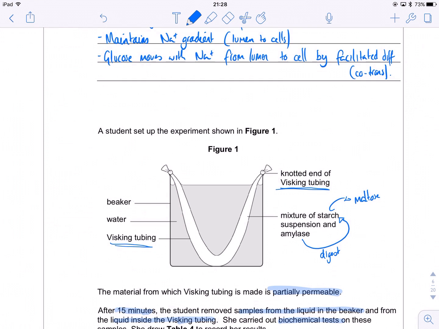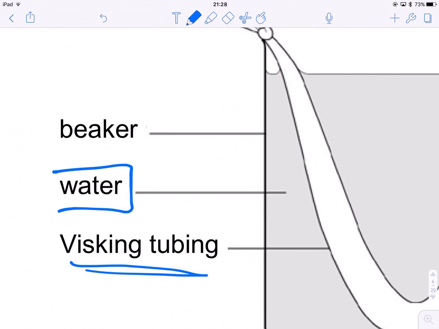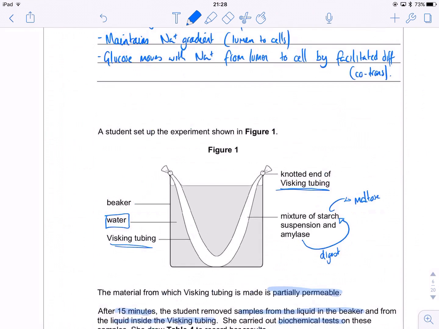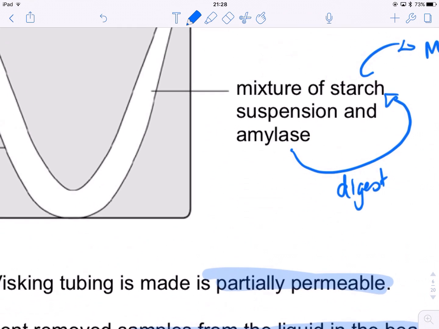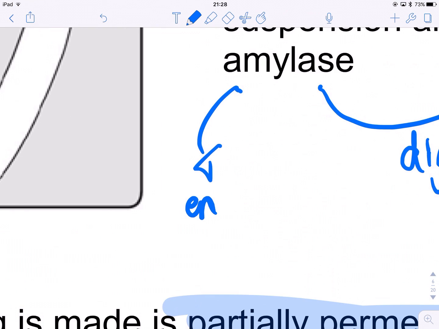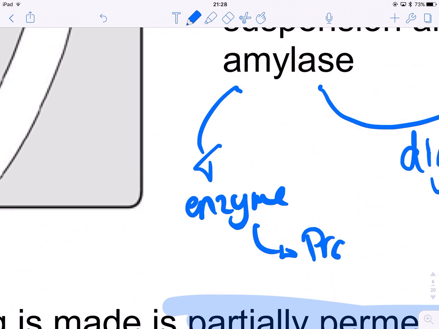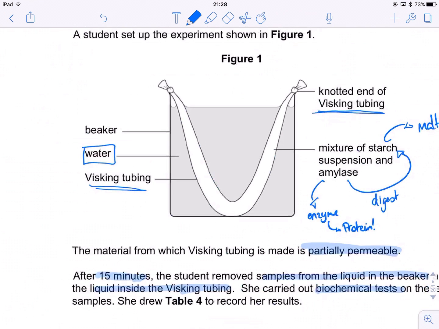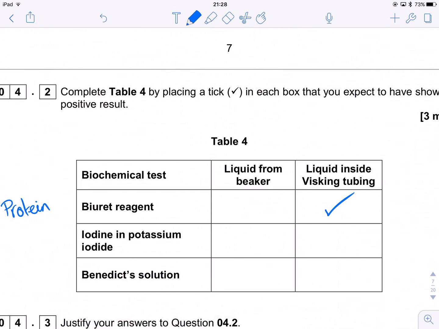Well, we certainly haven't got any in the beaker. We won't have any even after the experiment's gone on, because the only protein we have is amylase, which is an enzyme. And what are enzymes made from? That's right, protein. So the only place we're going to have a positive result is going to be inside the visking tubing, and it will be a lilac colour because that's the colour that biuret reagent turns.